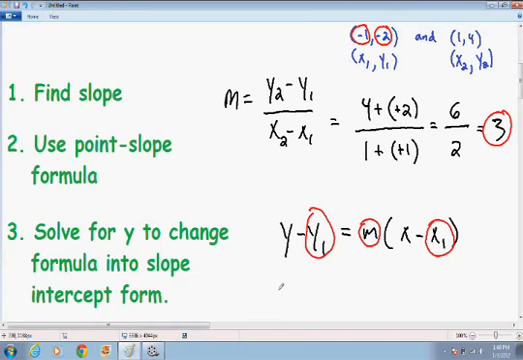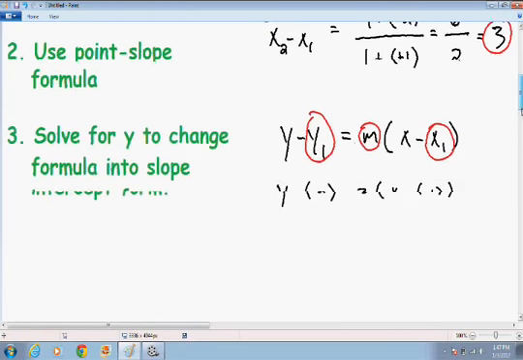So let's just plug everything into our equation. We have y minus y1. Our y1 is -2, is equal to our m, which is our slope. We calculated that to be 3, multiplied by x minus x1. And we know that our x1 is negative 1.